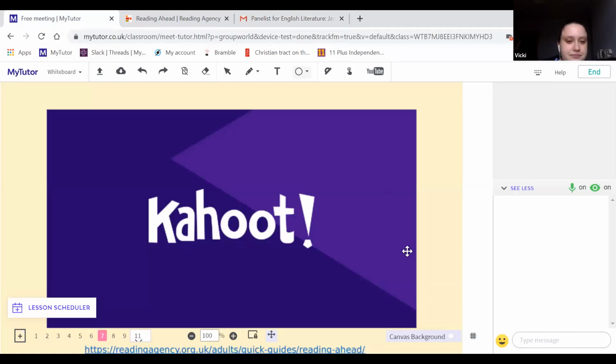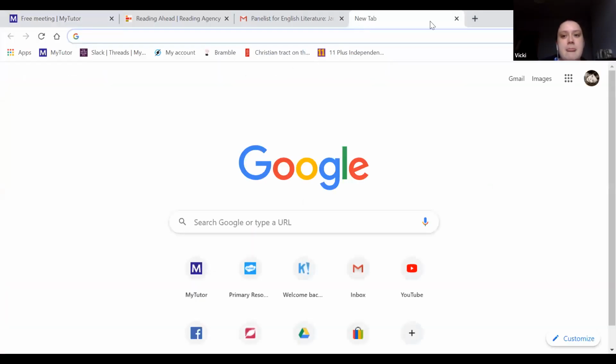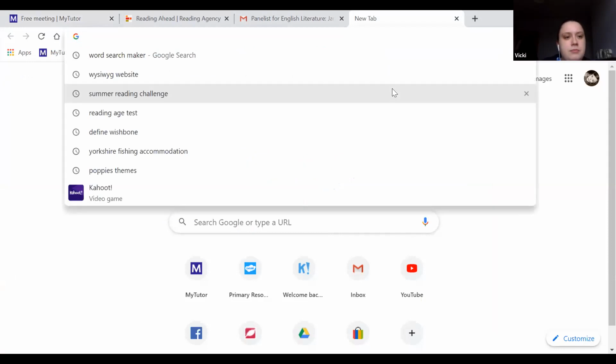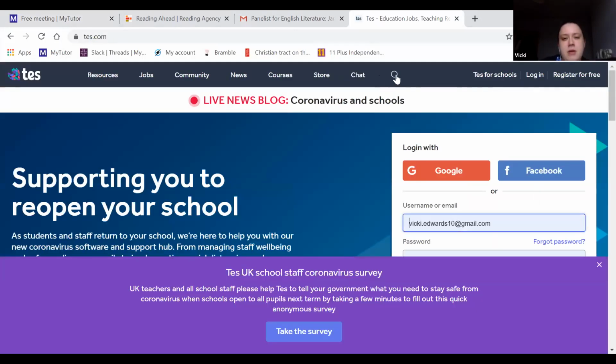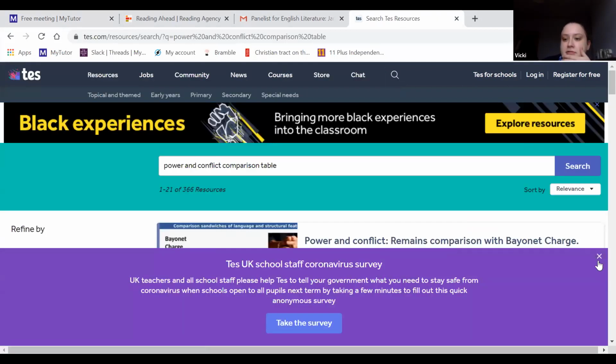So I was going to show you this table. Perhaps I could show you it on TES. Actually, no, I won't be able to show you it on TES. So this is on TES. If you type in TES, and I've shown you the website before, and if you type in, let's see if it comes up, parent conflict comparison table. Let's see if we can find it. So it's a free resource.